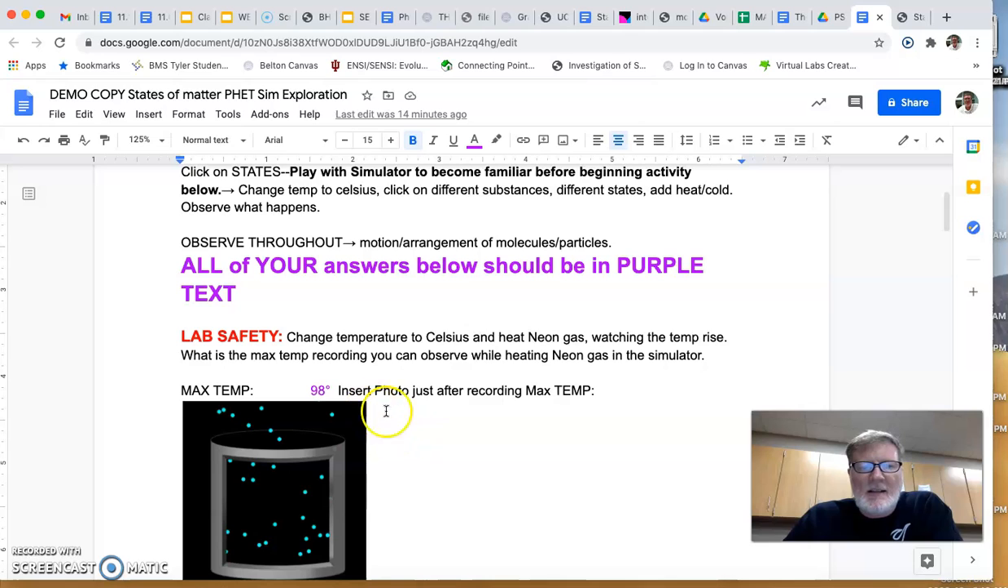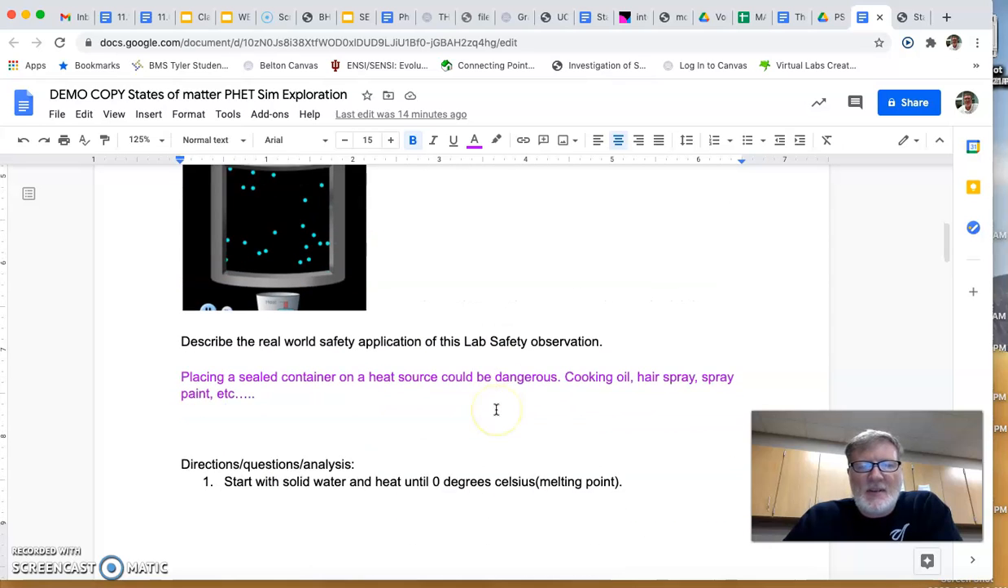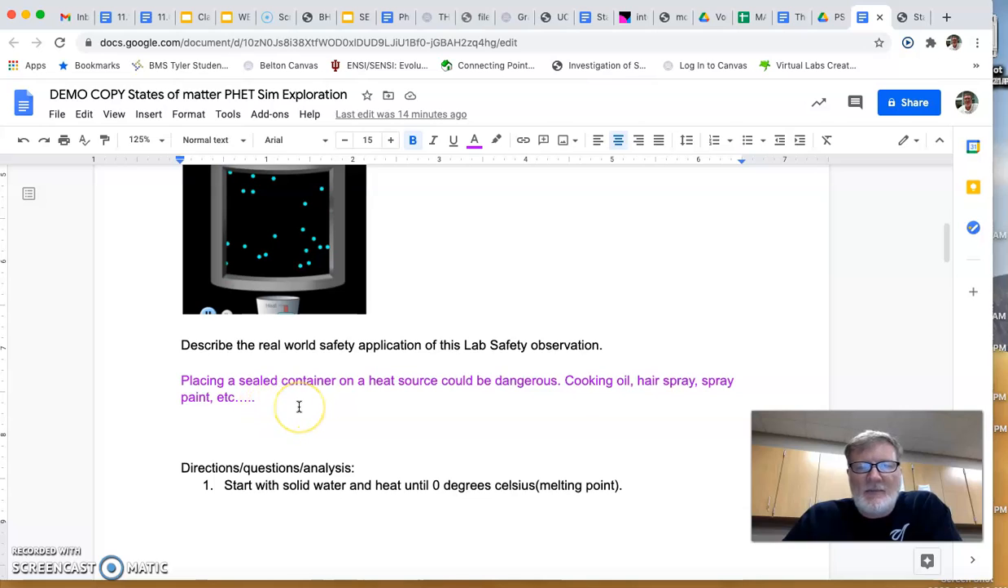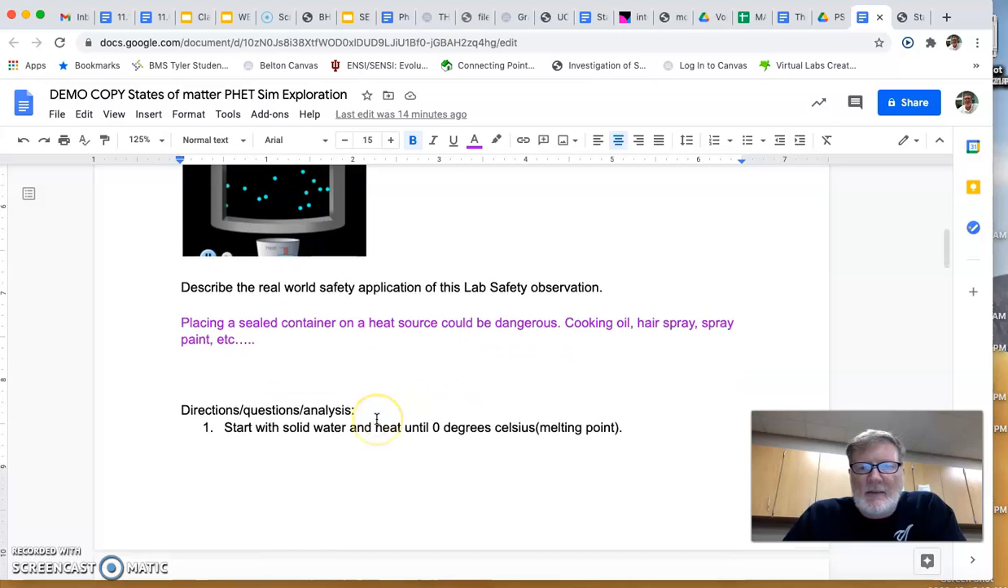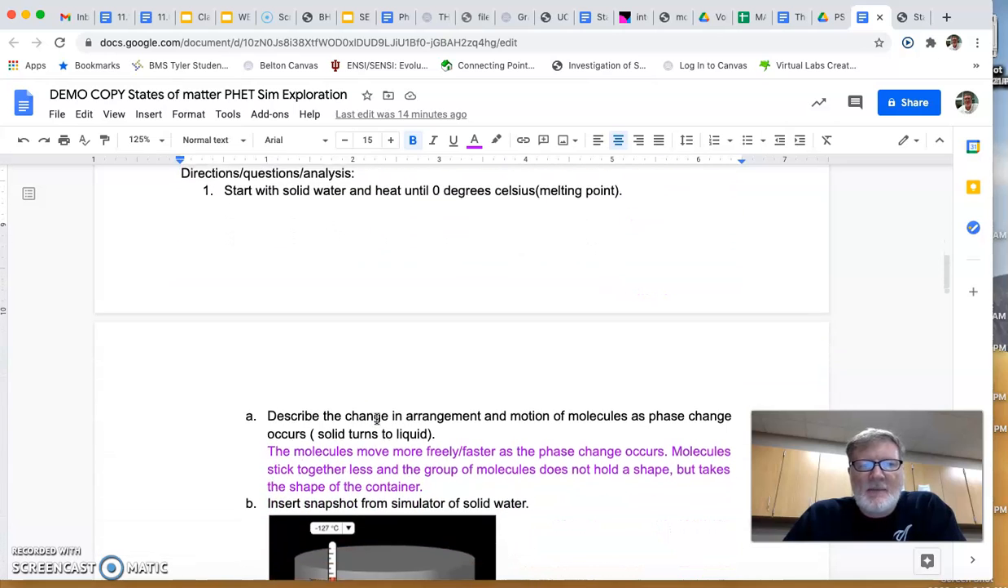First of all, the lab safety question, 98 degrees is what I got this time. Each time it would have changed a little bit, but the whole point is understanding that placing a sealed container on a heat source could be dangerous. So please be cautious when you have heat sources.